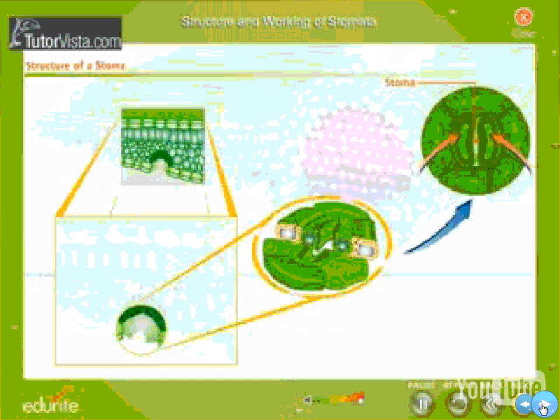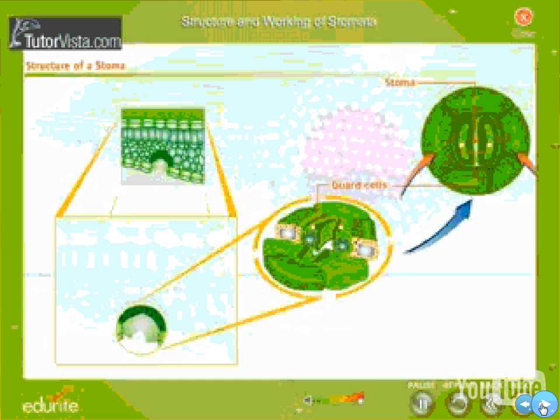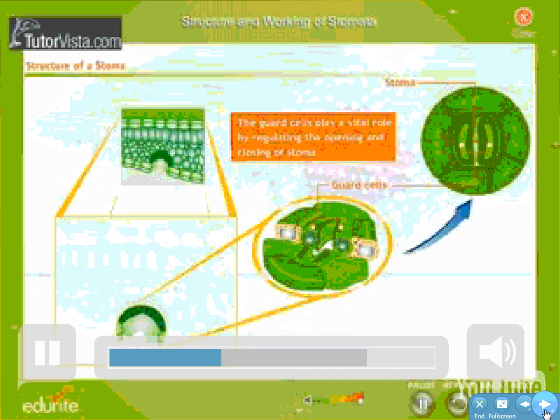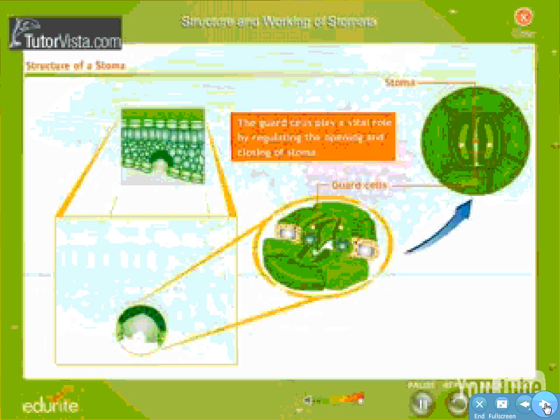The two bean-shaped cells enclosing the stoma are the specialized guard cells. The guard cells have a number of chloroplasts present in them. Observe that guard cells have a thin outer wall and a thick inner wall. The guard cells play a vital role by regulating the opening and closing of stoma. They control the exchange of gases between the leaf and the atmosphere.